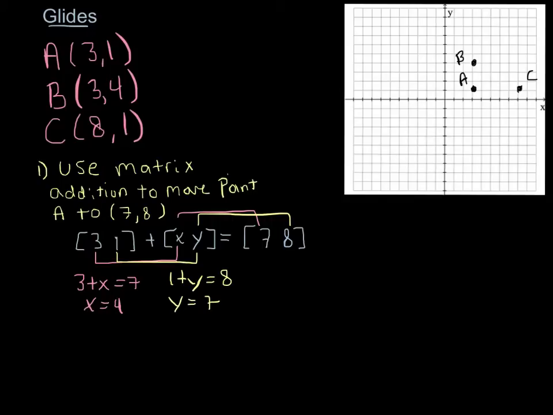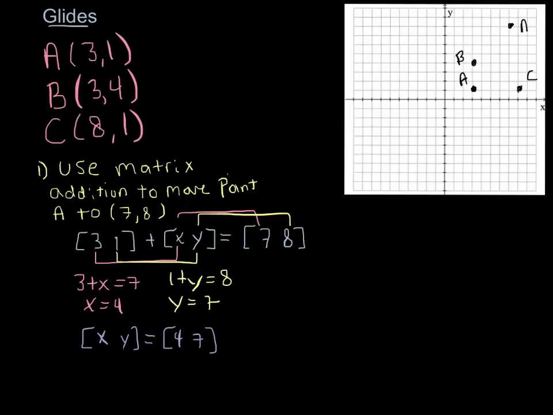So x, y is equal to, here I'll write it out, x, y was the matrix 4, 7. And so we'll plot it. A prime is now at 7, 8. 1, 2, 3, 4, 5, 6, 7. 1, 2, 3, 4, 8. There it is. There's A prime now.